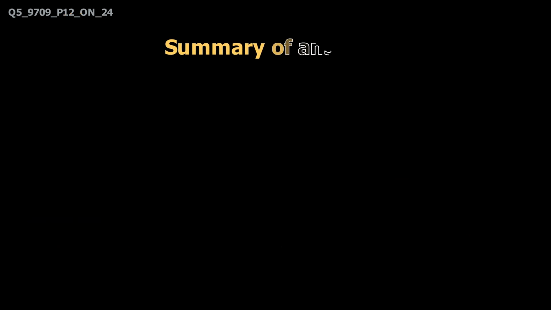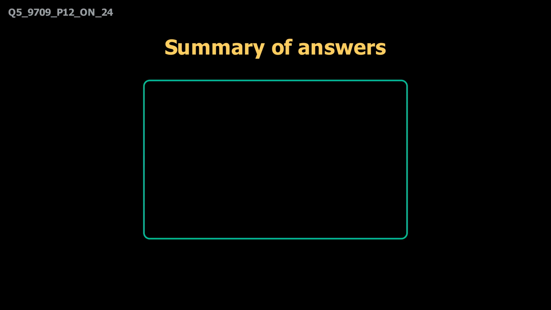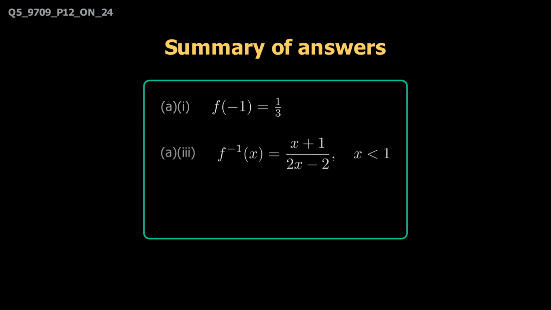Summary of the main results. Collect the 3 key answers. A1, f of minus 1 is 1/3. A3, f inverse with domain x less than 1. B, x equals 3/8.